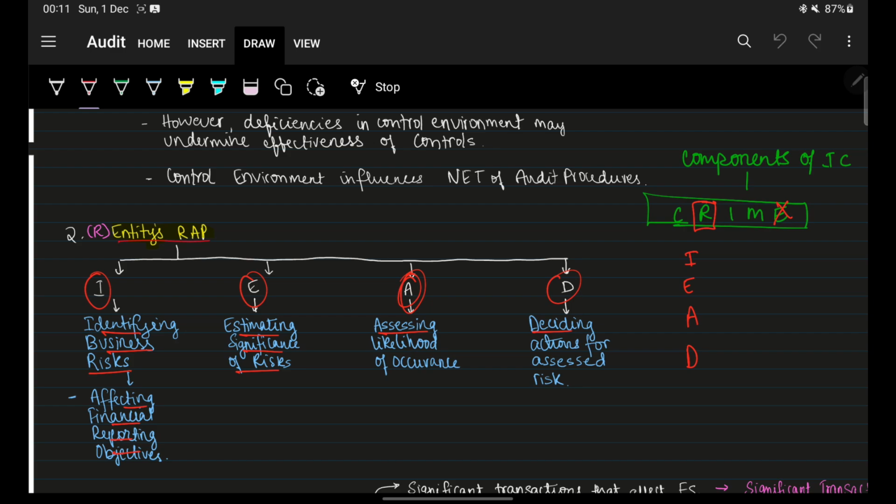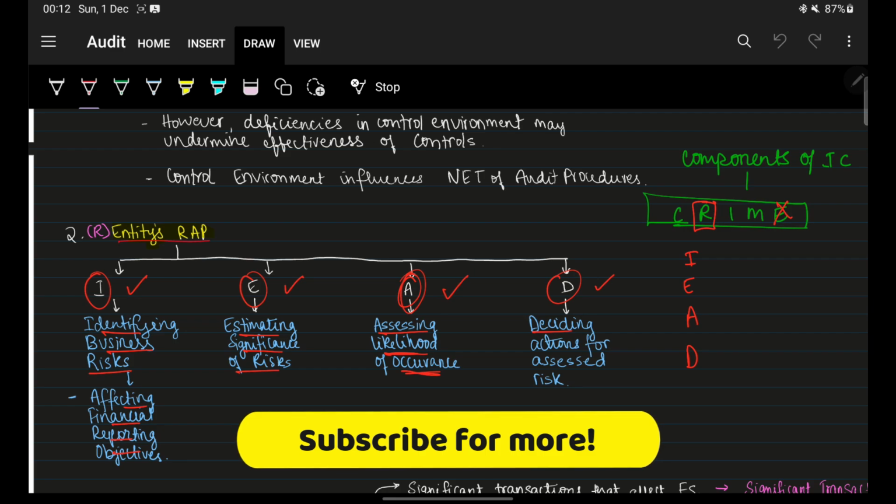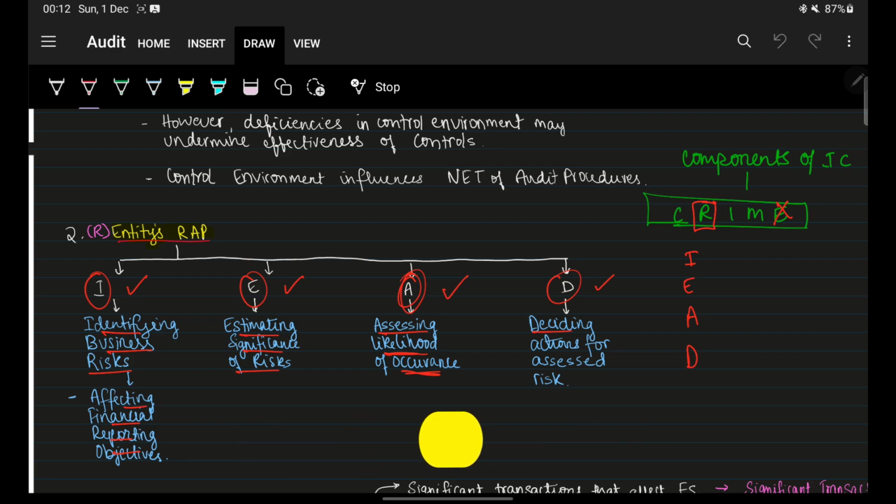So you might have identified a particular risk, and you might have estimated that it is significant, but the likelihood of occurrence, meaning the chance of it happening, is very less, then it is non-material, right? So if you have identified it and estimated that the risk is significant and there is a higher likelihood of occurrence, meaning higher chance of happening, then you have to decide what actions you have to take. Fairly simple, right?